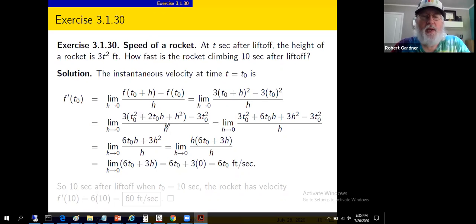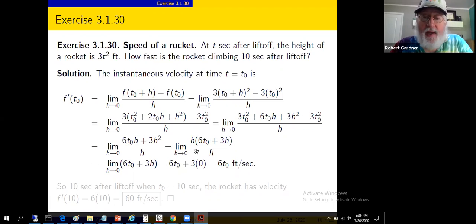Okay, let's distribute the 3. I get some stuff that'll cancel. The 3 t sub 0 squared and the negative 3 t sub 0 squared, I can eliminate those to produce this. Can you plug the h in now? No, because there's an h in the denominator. Let's factor the h out of the numerator because we can. There's the factor, cancel, substitute.